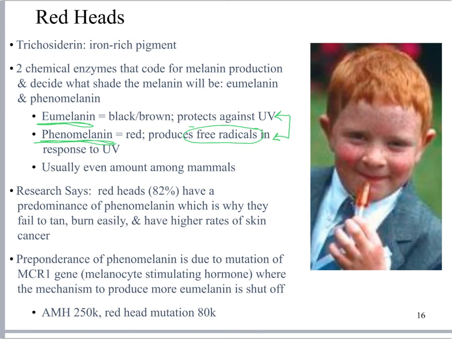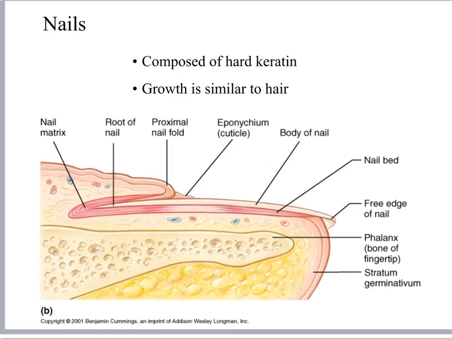So pheomelanin actually increases potential for cancer, rather than reducing cancerous mutations, which is kind of interesting, okay? So not only do your redheads tend to burn more easily, they are also going to have higher rates of skin cancer, but not because they burn more easily, but because of the whole free radical mess. Okay? Right, one more slide.